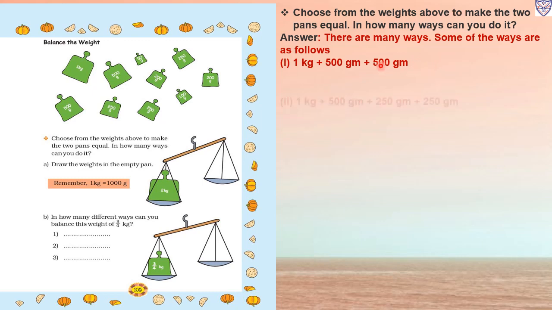Okay. So next option: 1 kg we will put, then 500 gram plus 250 gram plus 250 gram. So 250 gram plus 250 gram, that is 500 gram. Then the other 500 gram we will add, so that is 1 kg. So 1 kg plus 1 kg will happen 2 kg.